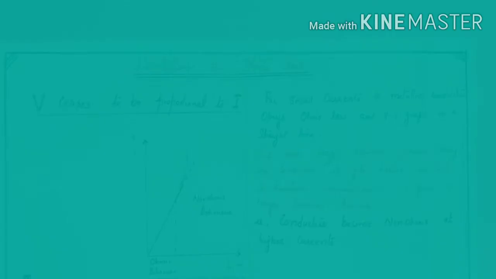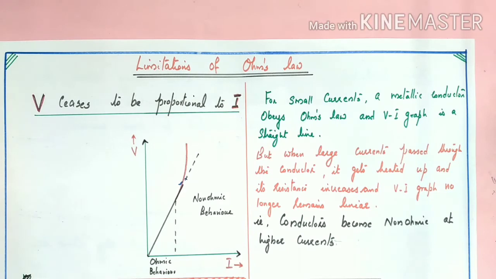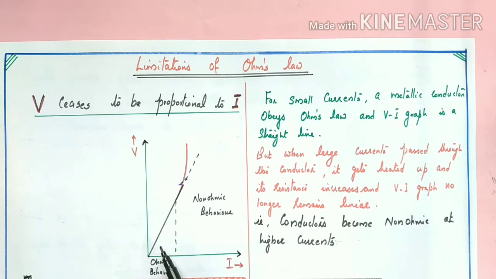Limitations of Ohm's law. The first limitation of Ohm's law is that voltage V ceases to be proportional to current I. For small currents, a metallic conductor obeys Ohm's law and the voltage-current graph is a straight line. So in the graph, with current along the x-axis and potential difference or voltage along the y-axis, for small currents it is a straight line. That means it obeys Ohm's law.